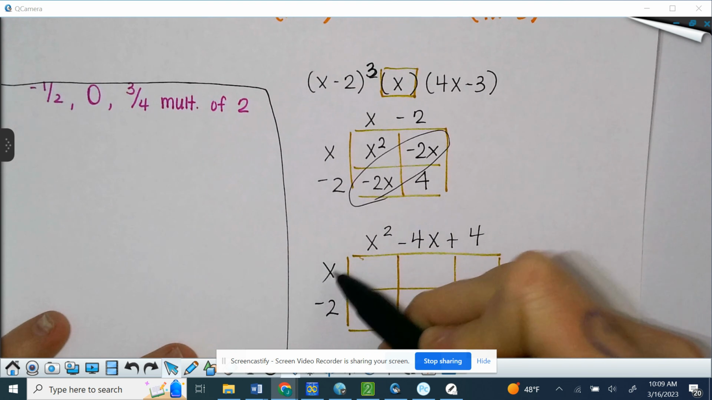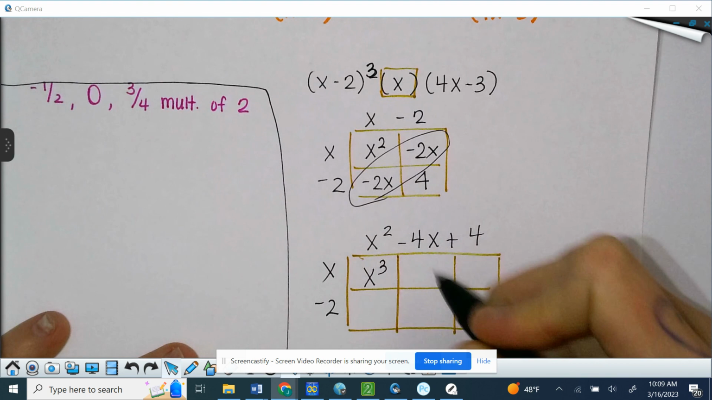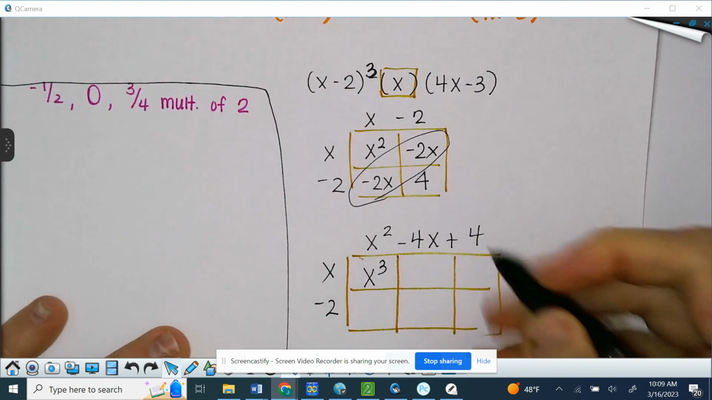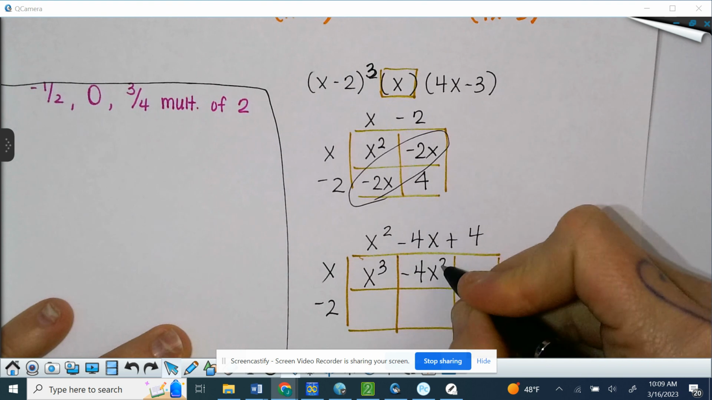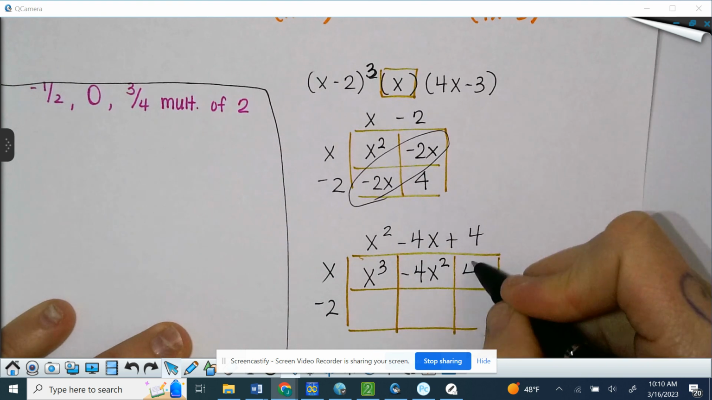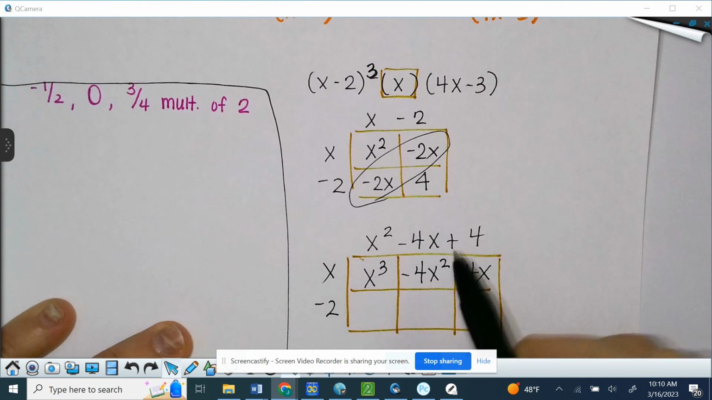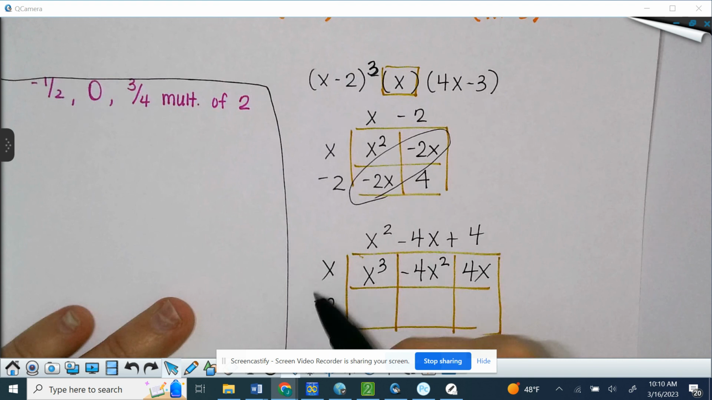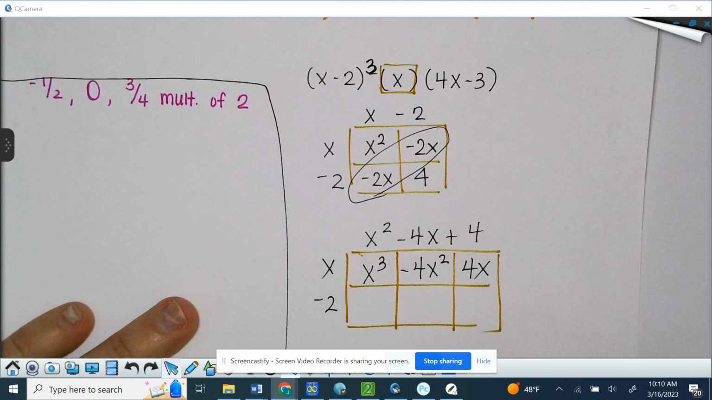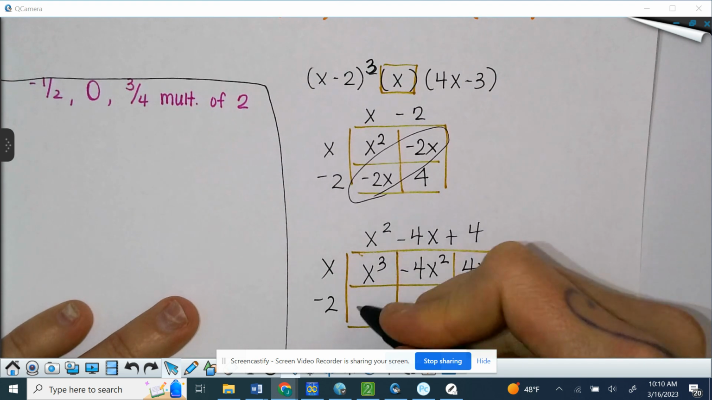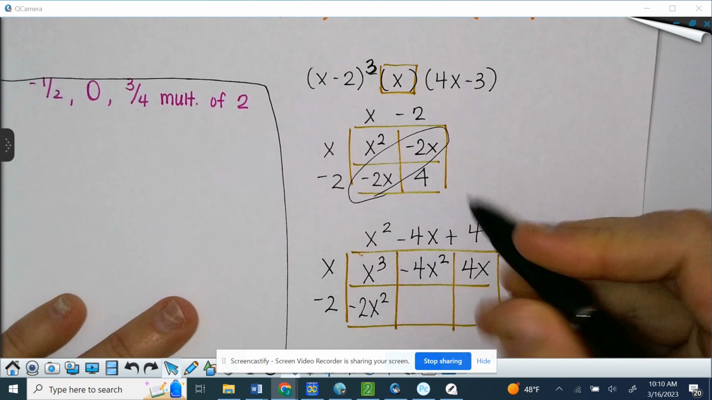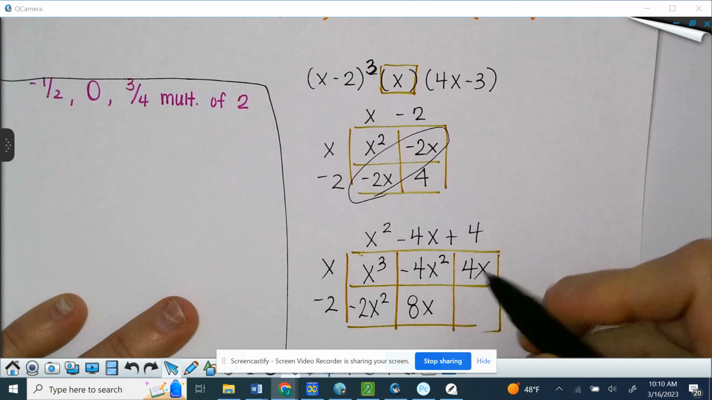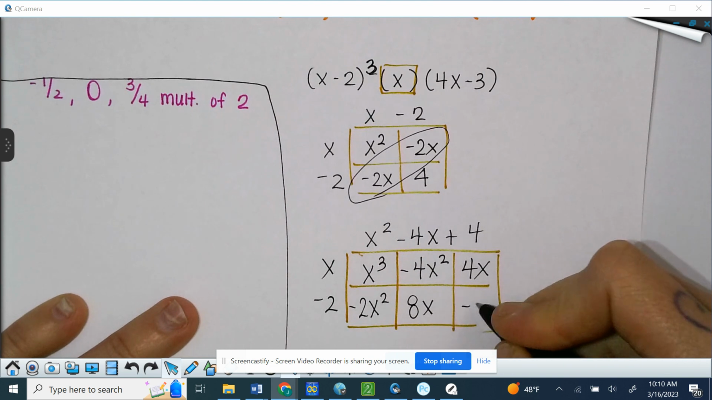X times x squared is going to be x cubed. Negative 4x times x, and I'm just going across the top. I'm going to distribute that x all the way through. So it's negative 4x squared. X times 4 is going to give me 4x. Now I'm going to multiply everything through by that negative 2. So this is kind of like distribution, except it's keeping it, you know when you miss one because you have an empty box. So x squared times a negative 2 is negative 2x squared. Negative 4x times a negative 2 is going to give me 8x. 4 times a negative 2 is going to give me a negative 8.